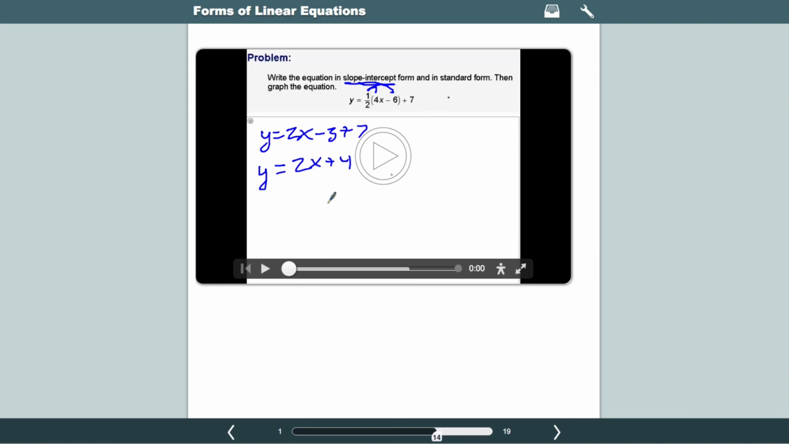Well, how do I get my standard form? Simply subtract the 2x from both sides. And then that would give me negative 2x plus y equals 4. And same thing, that's now my standard form. All you have to do is just get it in slope-intercept form and then subtract the x term from both sides. That's all you have to do.